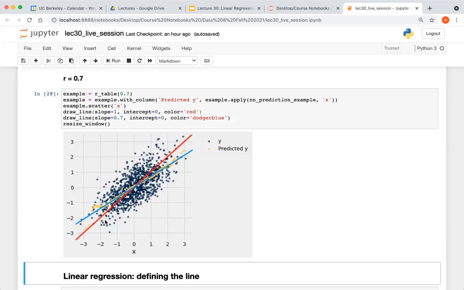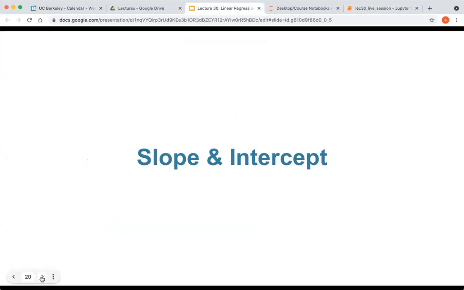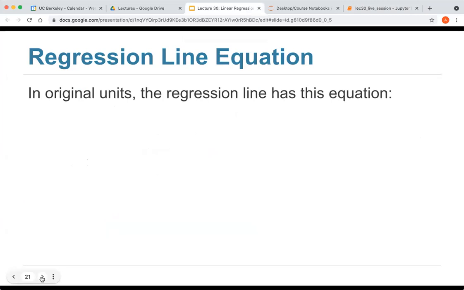Correspondingly, what about somebody who had a bad day on the midterm? They didn't do so great. What is your prediction for their final exam going to be in standard units? Are you going to predict the same in standard units or a little bit better? Better, it pulls it up. The regression effect will pull up their score. And that is what is meant by: on average, the predicted y deviates from 0 less than x deviates from 0. Okay, so we want to talk about the equation of the line in original units.